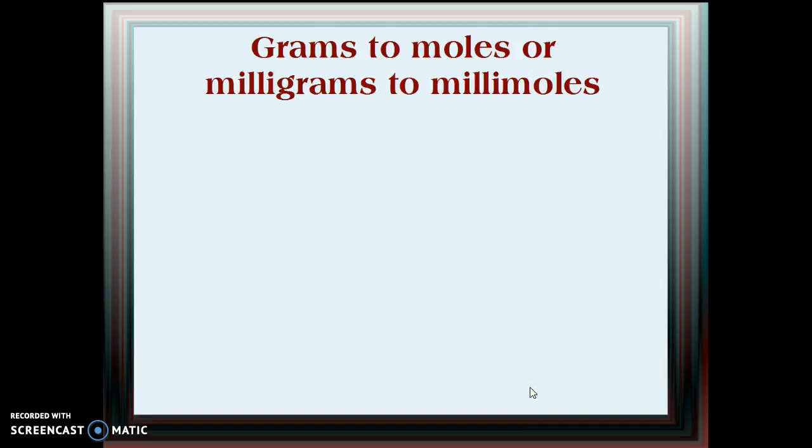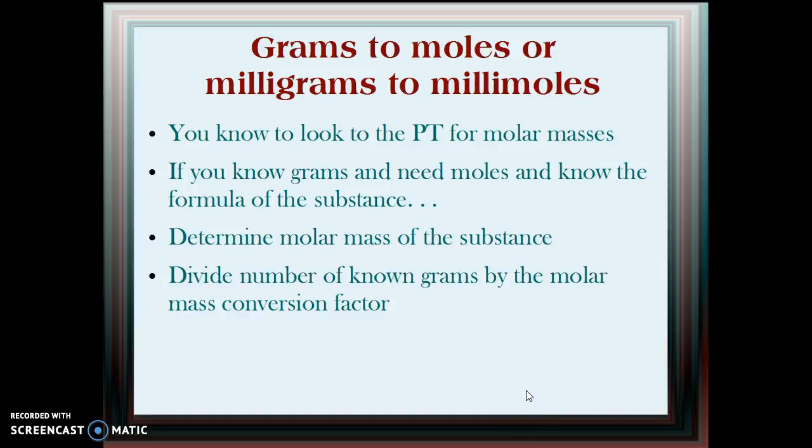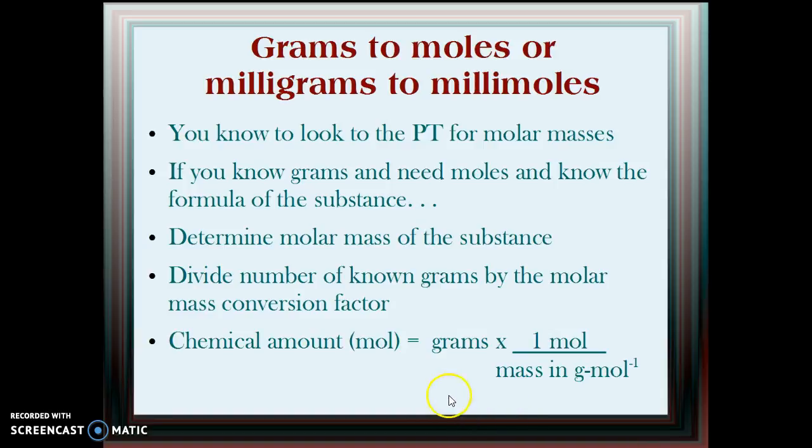Now, going from grams to moles or milligrams to millimoles, or for that matter, kilograms to kilomoles, is very easy. We look to the periodic table for molar masses. If we know the grams and need moles, or any other conversion, with the formula we can determine the molar mass. Then we divide the number of known grams by the molar mass conversion factor. So the chemical amount in moles is equal to the grams times 1 mole divided by the molar mass of that substance. Probably a little easier to look at an example.